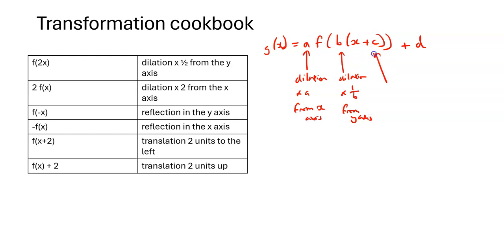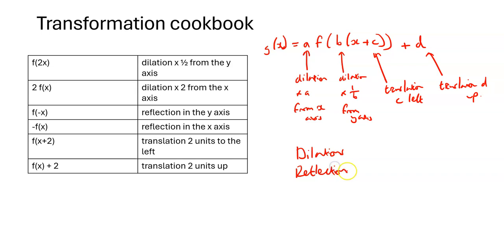Then we have a translation c to the left, and a translation d up. Now it's very important that if we're going to have things in this order, we would have our dilations. Reflections, they actually go with dilations because mathematically they're kind of the same. You're multiplying by a negative, but we would separate it. And if a or b were negative, we'd have to say that's also a reflection in the x-axis or reflection in the y-axis. And then we have translation.